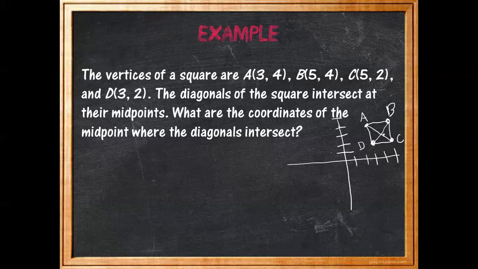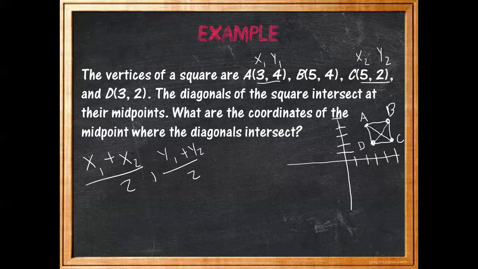All we need to do is find the midpoint of line AC and the midpoint of line DB. Remember, our formula is x1 plus x2 divided by 2 for the x point, and y1 plus y2 divided by 2 for the y point. For line AC, we use these points. A is going to be x1, y1, and C is going to be x2, y2.